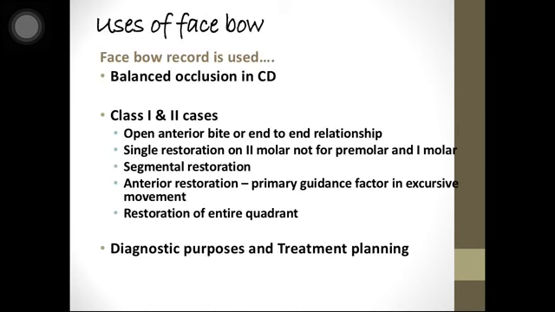Now face bow is used in complete dentures when we have to give the balanced occlusion. In Kennedy's class 1 and 2 cases, when there is open anterior bite or end-to-end relationship of the natural teeth, single rotation or on Kennedy's class 2 molar, not for premolar and first molar segmental restorations, anterior restorations, primary guidance factor in excursive movements, and restoration of entire quadrants. Diagnostic purposes and treatment planning is also some of the uses of face bow.